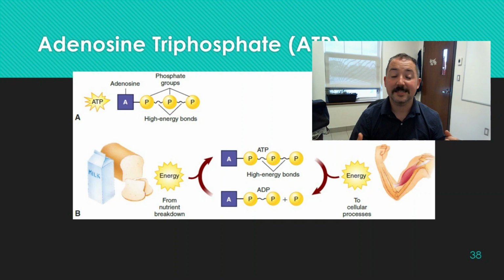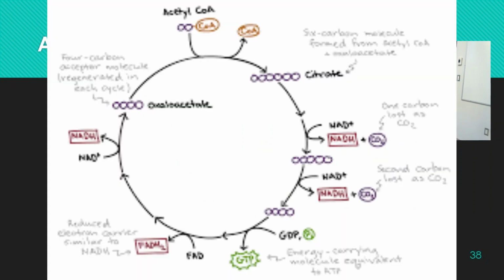Later, when the cell needs energy to do something, it breaks that bond and releases all that energy. So it's kind of like charging up a battery, and then when you need the energy, you just take the energy out. So this whole process is what's called the Krebs cycle. It's a part of the Krebs cycle, which is not something we're going to dive too much into this course, but it's probably worth knowing at some point.